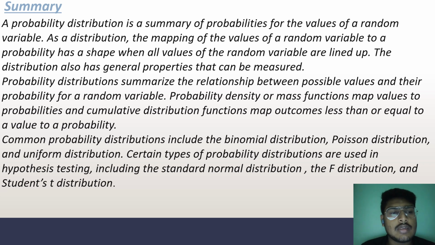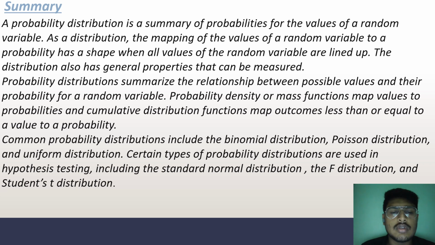And the last, summary. A probability distribution is a summary of probabilities for the values of a random variable. As a distribution, the mapping of the values of a random variable to a probability has a shape when all values of the random variable are lined up. The distribution also has general properties that can be measured.